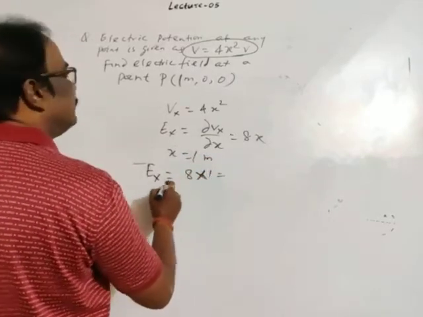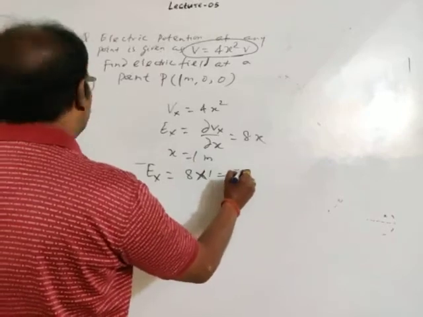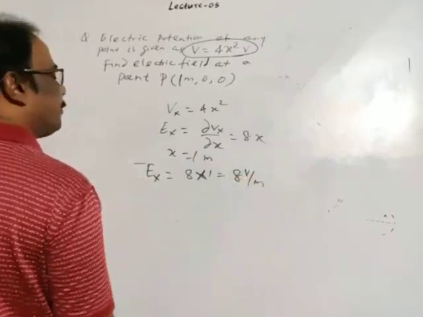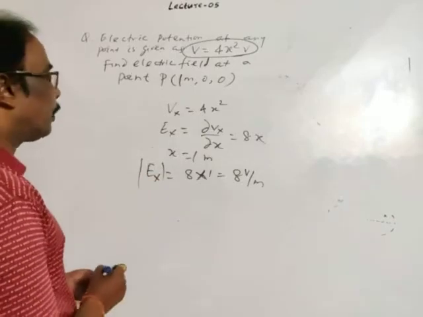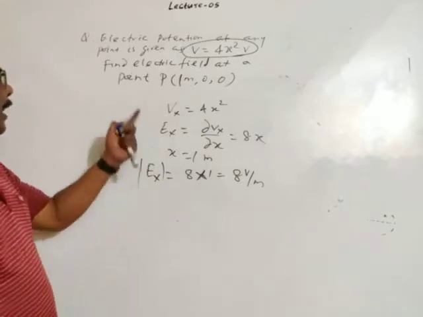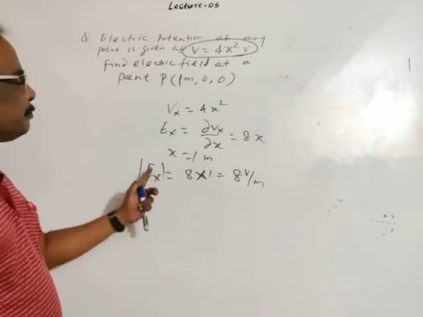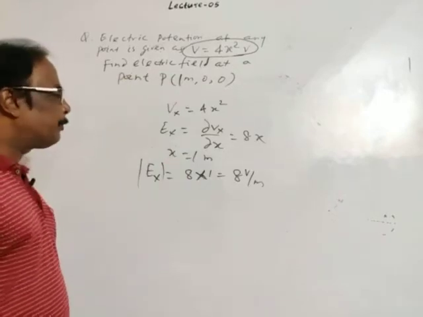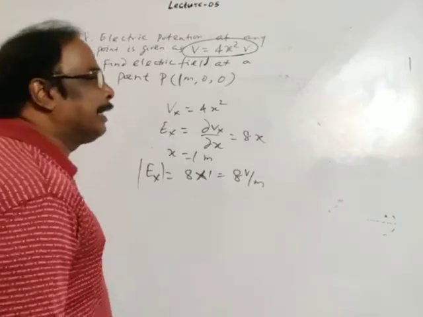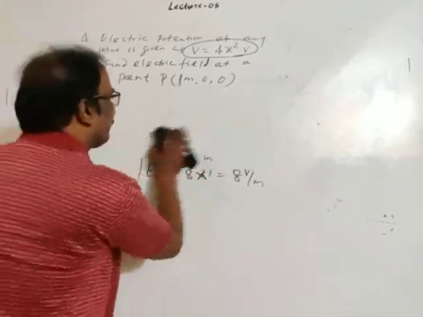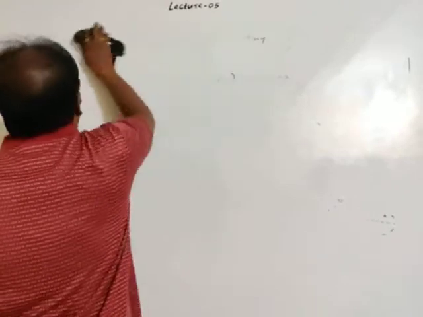So the value of the electric field is 8 volt per meter. Okay, 8 volt per meter. Magnitude is 8 volt per meter. Find the electric field at a point, which means the magnitude of the electric field. No need to take the negative. Magnitude is only 8 volt. No need to take negative or solve. Okay. Next question.